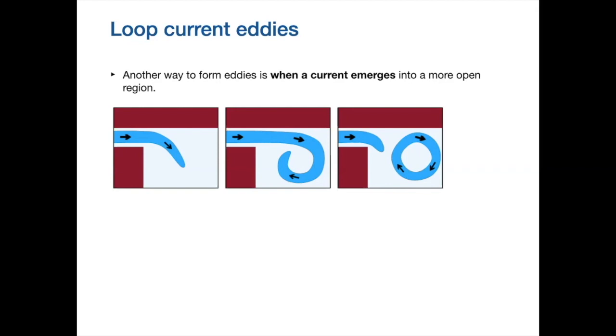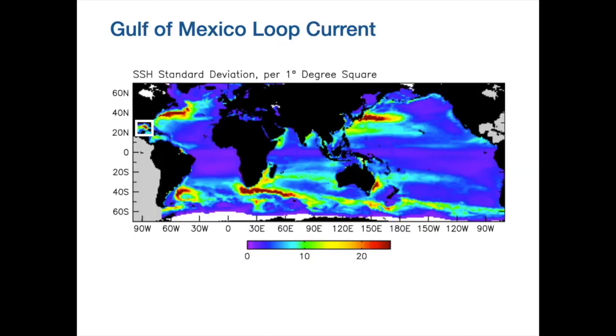So here we have a fast flow entering a wider, more quiescent flow. It starts to meander and then it pinches off an eddy, and then that eddy is able to propagate away. So a really good example of a loop current is the Gulf of Mexico.